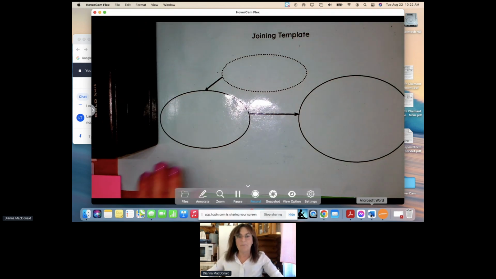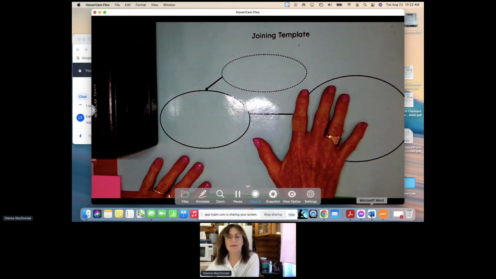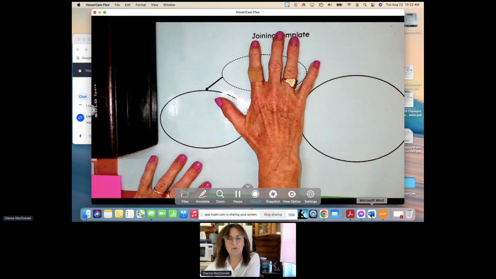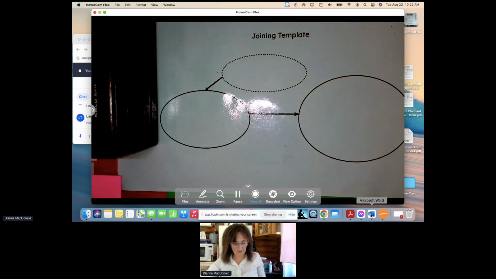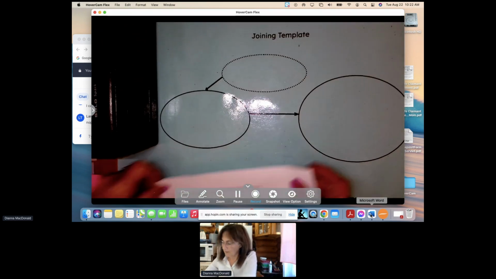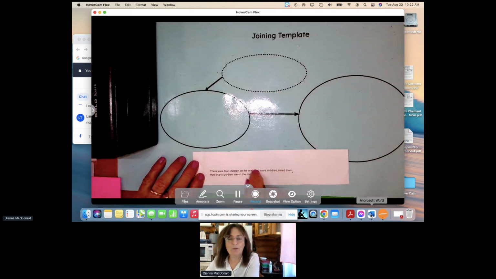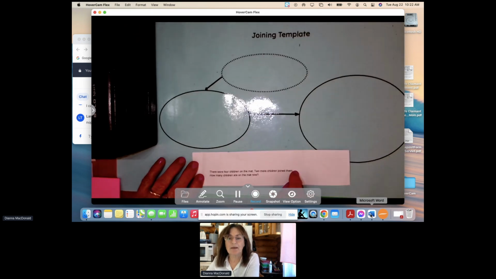Okay. So this is our joining template that we would have been working on. This is the beginning of our story, this is the middle or the change, and this is the result. So I'm going to give the students a question, and this could be it here. There are 4 children on the mat, and we have a story mat in our classroom. 2 more join them. How many children are on the mat now?